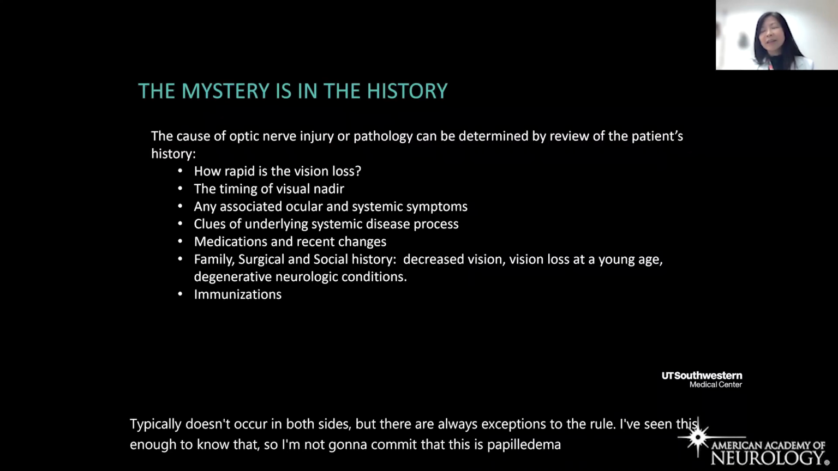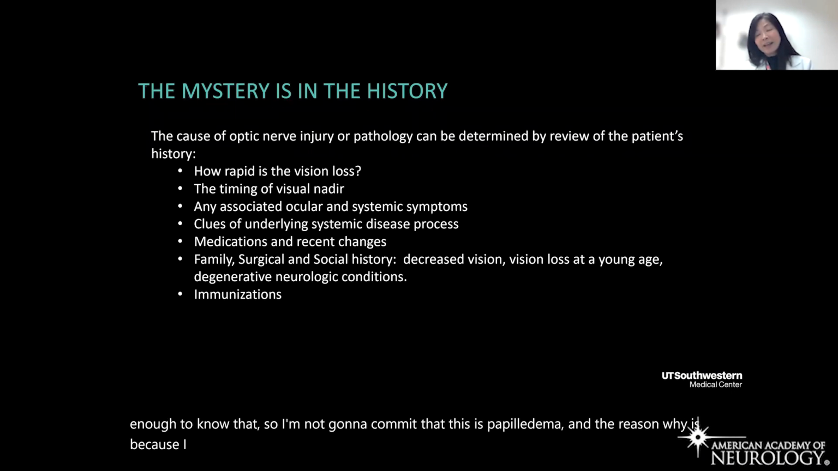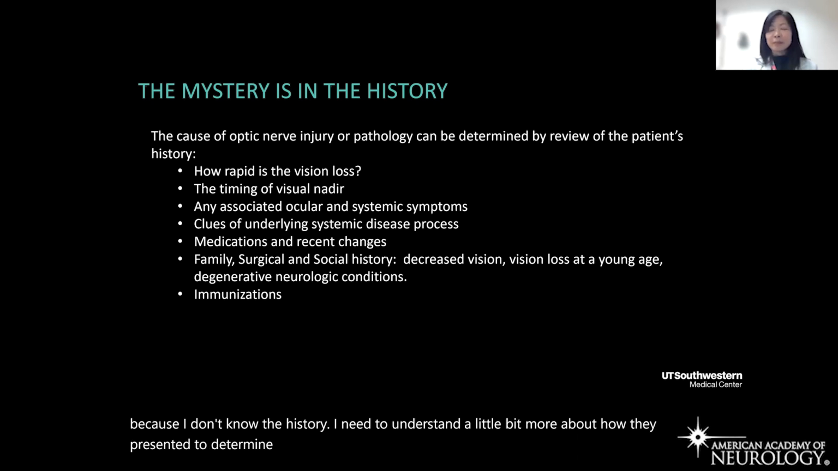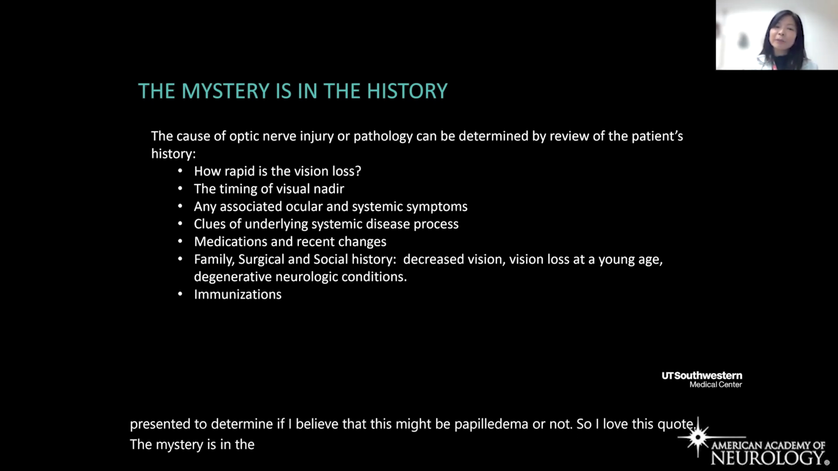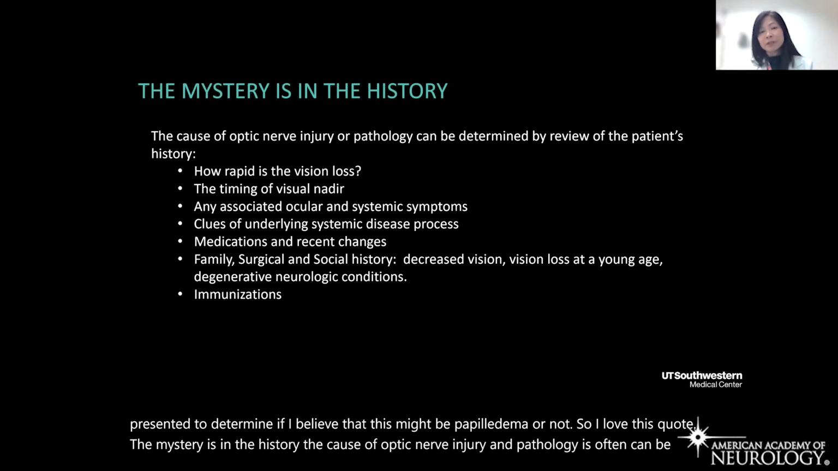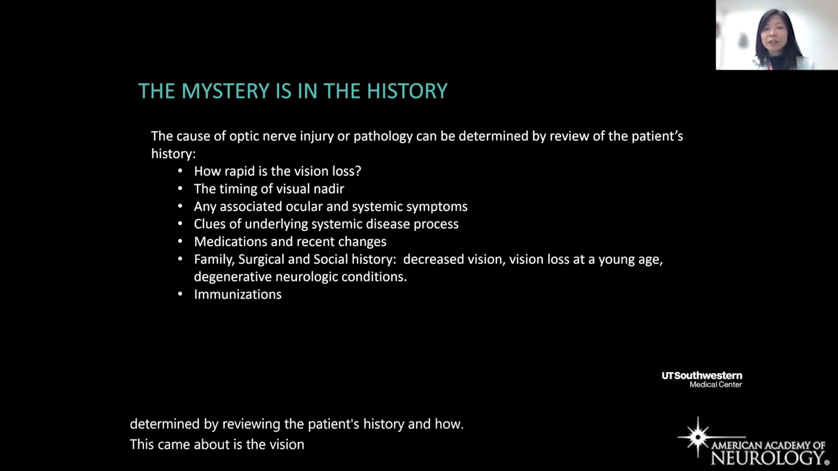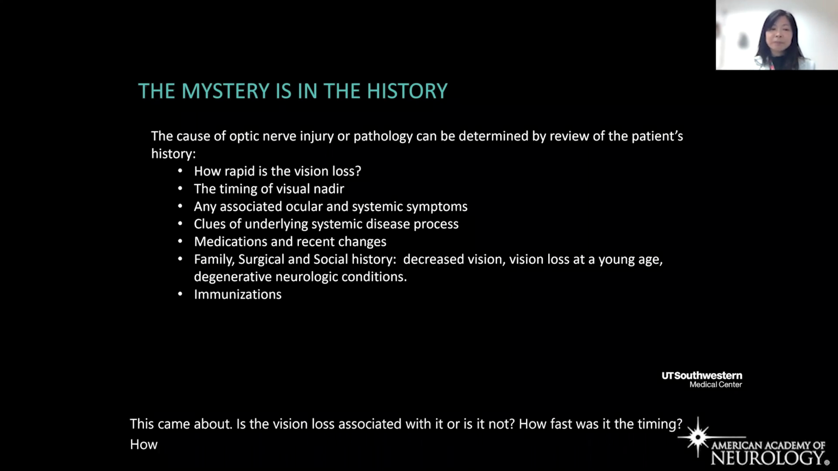And the reason why is because I don't know the history. I need to understand a little bit more about how they presented to determine if I believe that this might be papilledema or not. So I love this quote: "The mystery is in the history." The cause of optic nerve injury and pathologies often can be determined by reviewing the patient's history and how things came about. Is the vision loss associated with it, or is it not? How fast was it? The timing, how soon it reached the nadir?